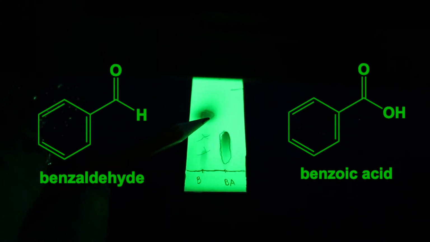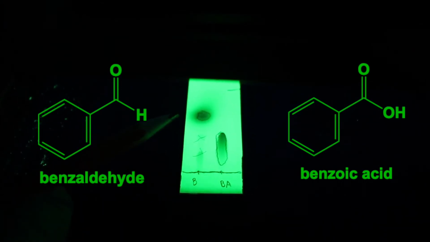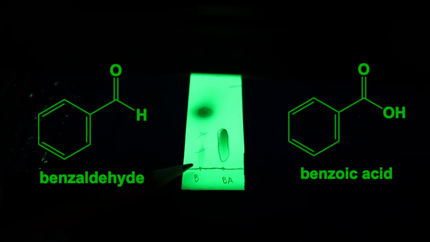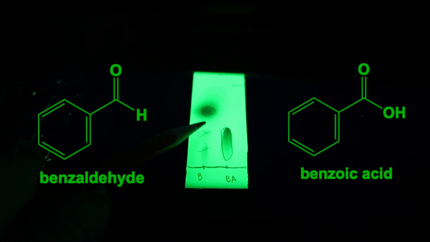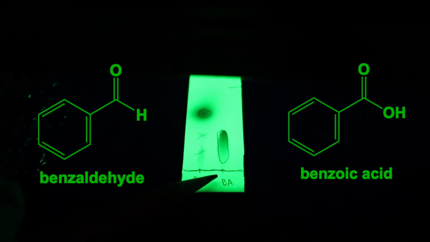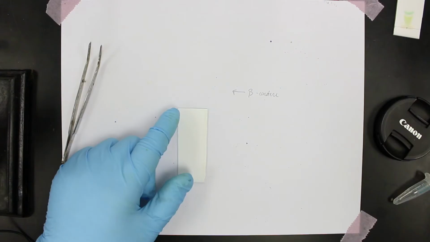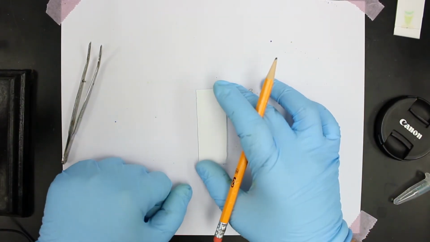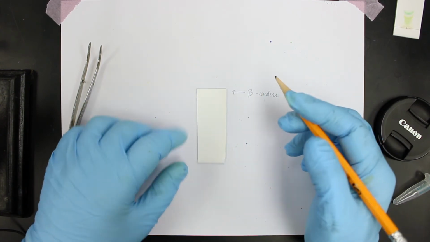So we've circled our spots, and they coincide to what we predicted in the pre-lab. So the benzaldehyde, because it has a less polar functional group, has a higher RF than the benzoic acid, which has a lower RF. Okay, so now we're going to do a TLC on our acid analyte product.